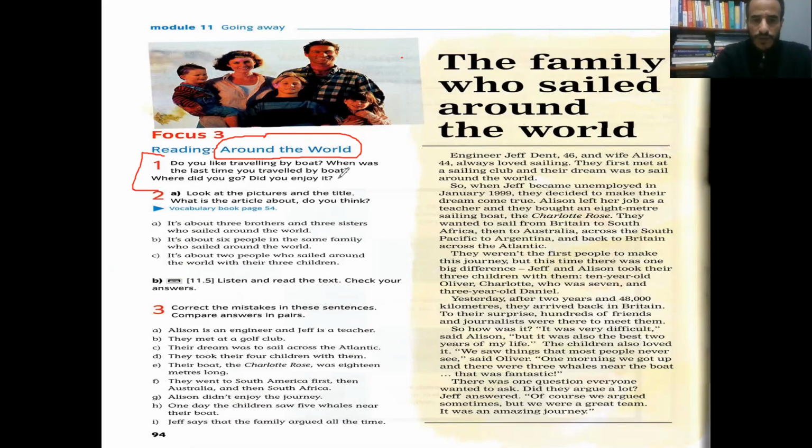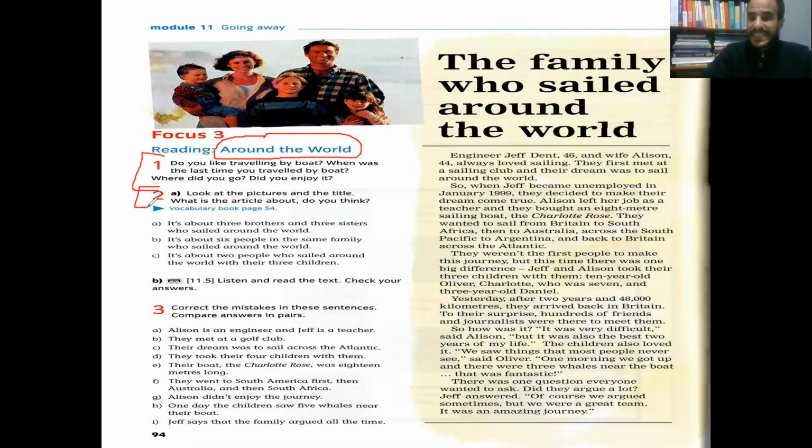What else? Which sub-skill? Predicting. But here there's no prediction. It's building interest, motivating, contextualization. Great. These are the sub-skills, creating contexts. Okay, great. Now, number two. Look at the pictures. Look at the pictures and the title. What is the article about, do you think?